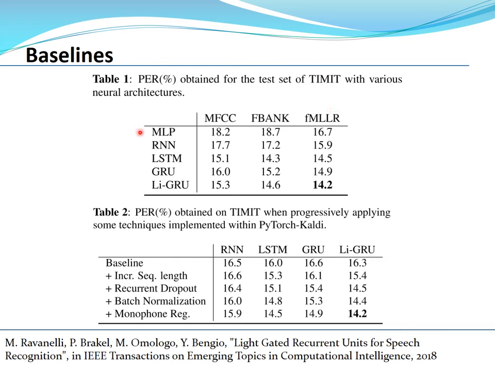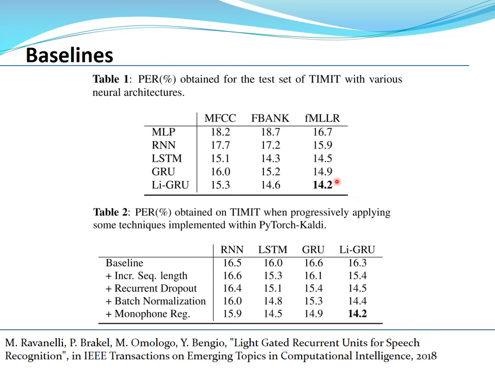Regarding the model, one can first note that the recurrent models are actually much better than the feed-forward model, as you can see from the RNN, LSTM, and GRU results. It is also interesting to note that the best model is the Light GRU model. Light GRU is a simplification of the GRU model that we have recently introduced and turned out to be very helpful in speech recognition, as emerged from a paper that we have recently published in a journal. The best result we were able to obtain is this 14.2%, which is a very good result for TIMIT.